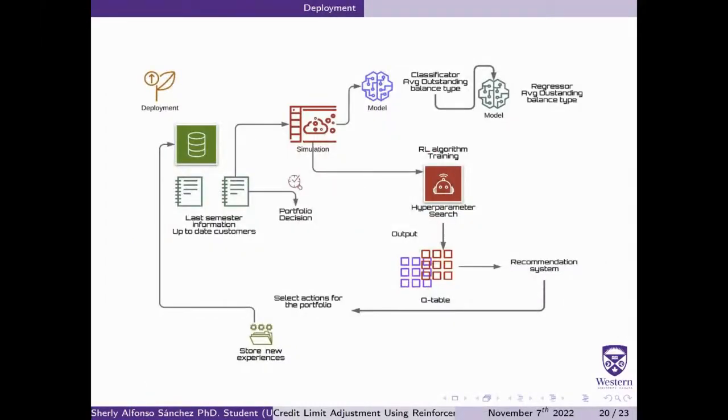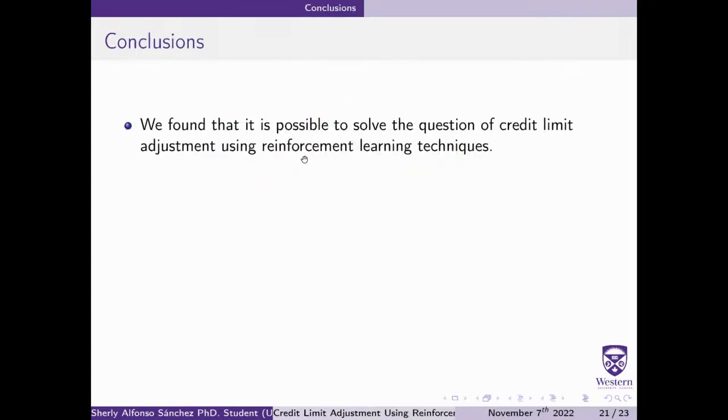Here we present the overall view of our proposed methodology. We have the last 6 semesters of information. With this information, we create the simulator, and based on that, we train our reinforcement learning algorithm that will produce the output to give the recommendation system. Those will give new experiences that will enhance the construction of the simulator for the next stage.